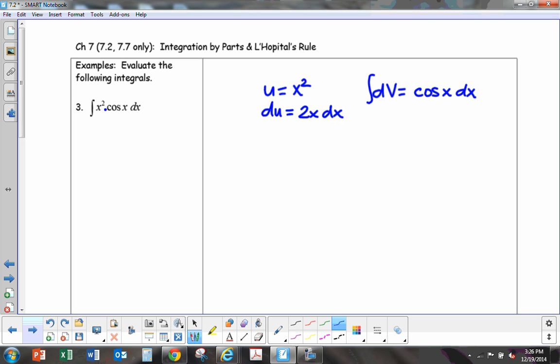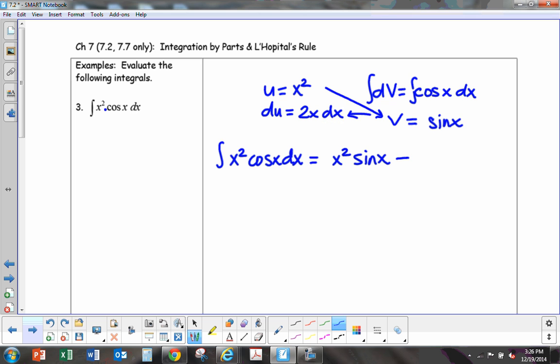The dv part has to be integrated on both sides. So I get v equals sine of x, because the derivative of sine is equal to cosine. Now I'm not going to write out the whole formula like they give you. You can if you want. But x squared cosine x dx is equal to uv, so x squared sine x, minus the integral, and you go across, of v du. So sine of x times 2x dx.